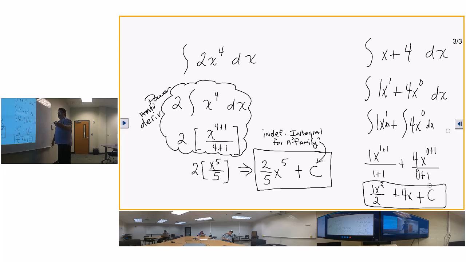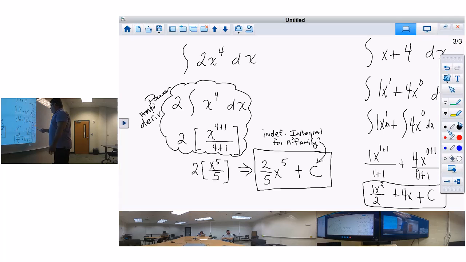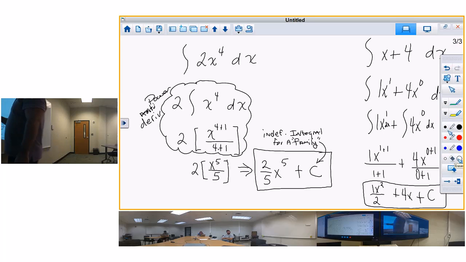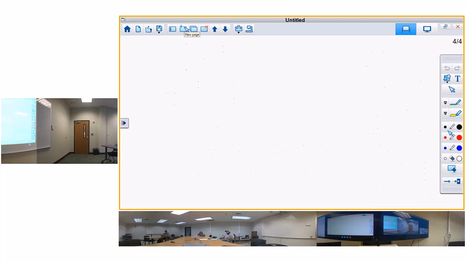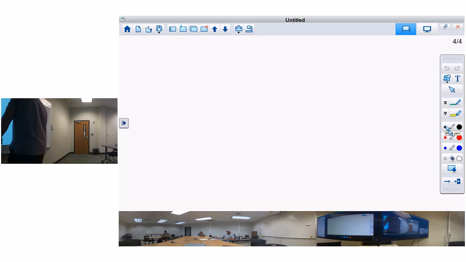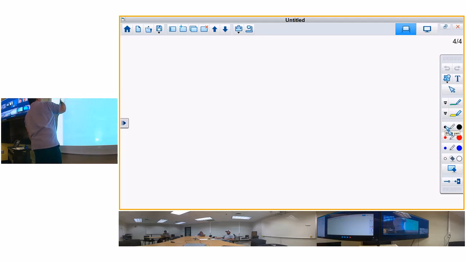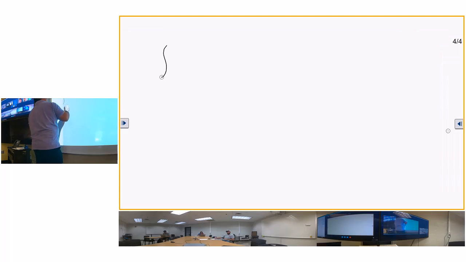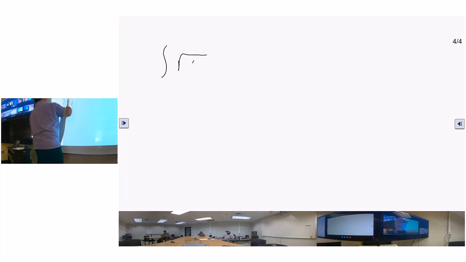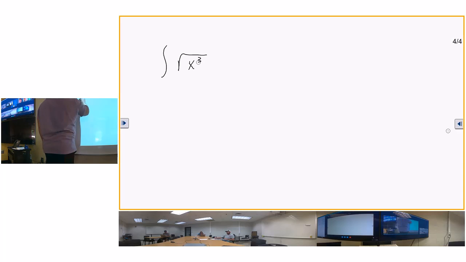So that's how you do it. And what about rewriting things? Should you rewrite things like you learned in derivatives? That would be a hail to the yes. Okay? So let's do an example. This will be the last one. I don't want y'all to turn into pumpkins. The antiderivative of the square root of x to the third power dx.